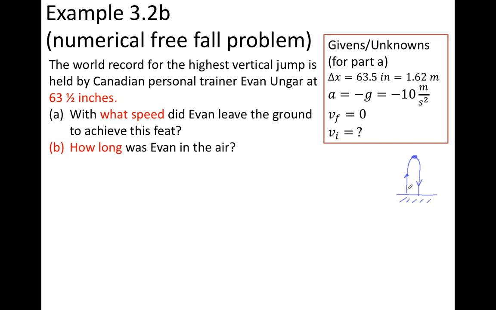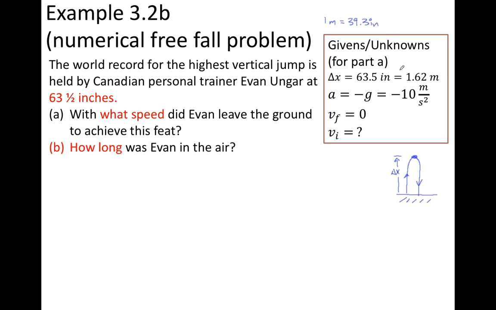So the change in position, or delta x, is given as 63.5 inches. But the acceleration that we know, because Evan is in free fall, is given in meters. So we need to make sure that we are in consistent units. That's why I am converting the 63.5 inches into meters. And I did that with a conversion factor where I know that 1 meter is 39.3 inches.